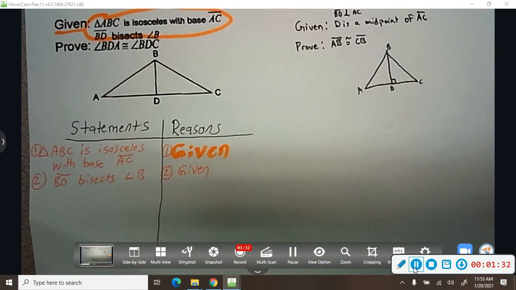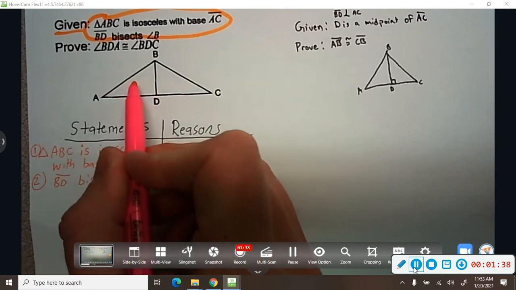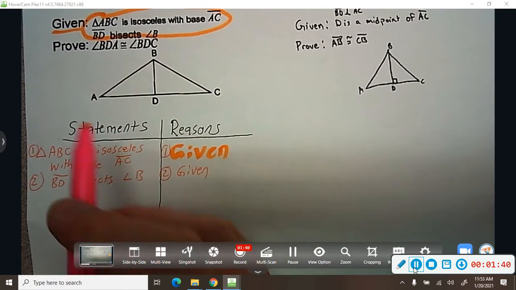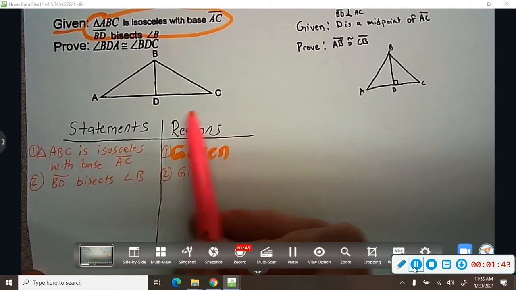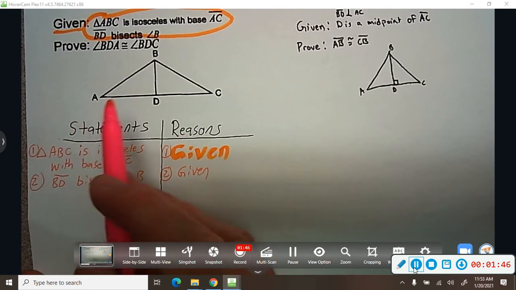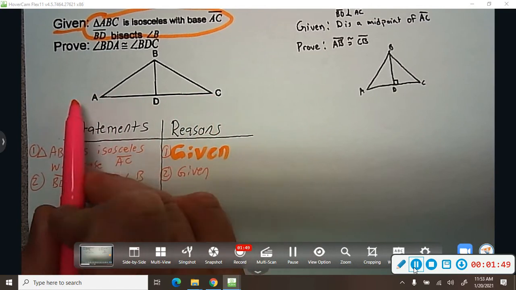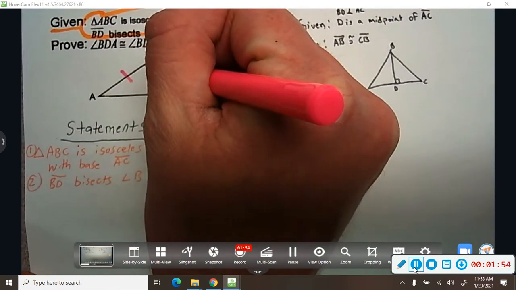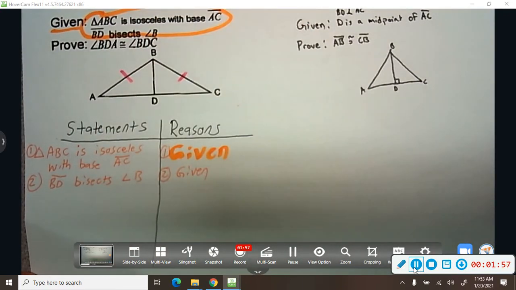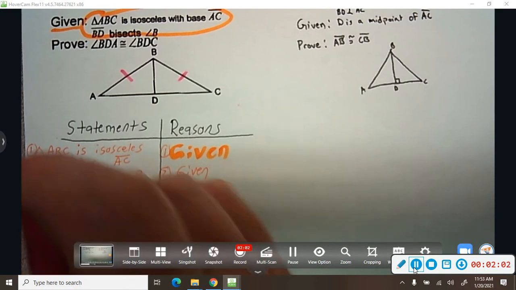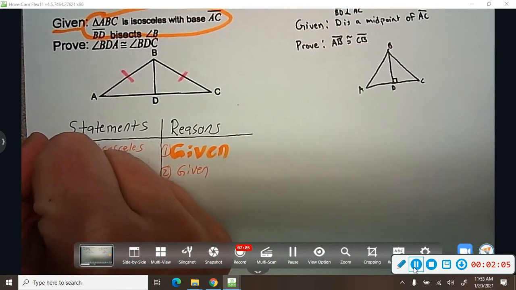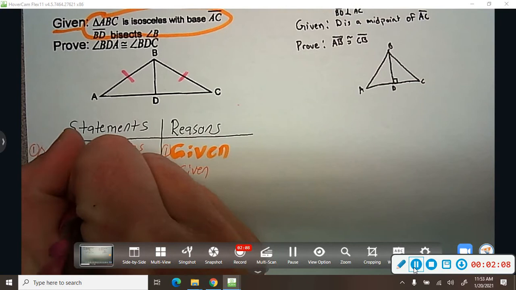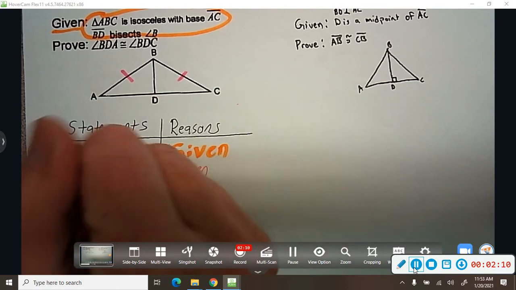It says that triangle ABC is isosceles. So which one is that? Well, there's three triangles. There's the first one, the second one, and the large one. So ABC would be the whole thing. Okay? And it says that this is the base. So if this is the base, then that means that this is congruent to this. So how would I write that down? I just say that AB is congruent to CB.